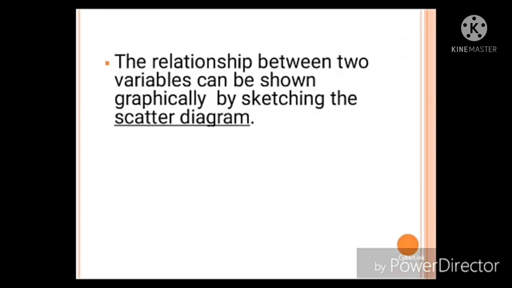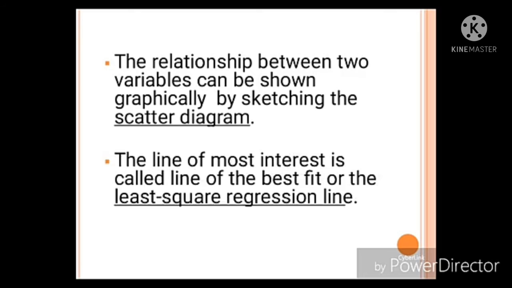The relationship between two variables can be shown graphically by sketching the scatter diagram. A scatter diagram, also known as a scatter plot, is a pictorial presentation showing the relationship between two variables. The line of most interest is called the line of best fit, or the least square regression line. It is a line for a set of bivariate data that minimizes the sum of the squares of the vertical deviations from each point to the line.